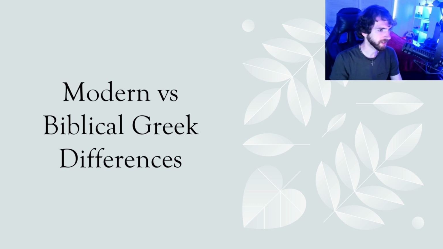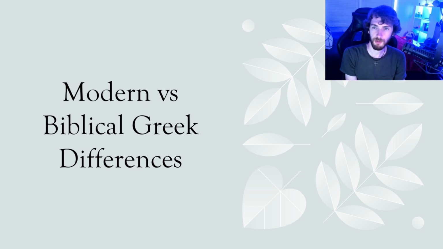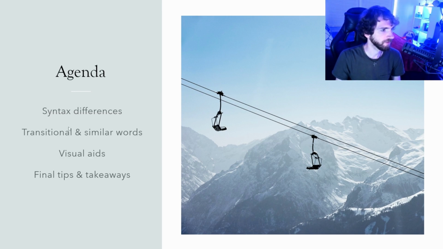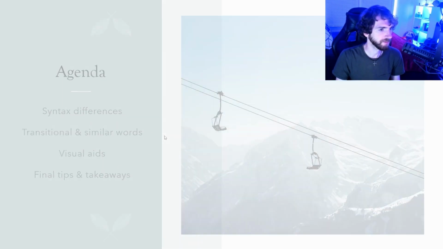Because I have that suggestion, I think it is pretty helpful that you understand some of the differences between modern Greek and biblical Greek, because there are a few that would catch you. If you didn't have someone explain these differences, they might be pretty difficult to spot on your own and to work your way through. So I just want to go through some of these. We'll go through some syntax differences, some of these transitional words, and some similar words between the two forms of Greek, and then some final tips and takeaways.